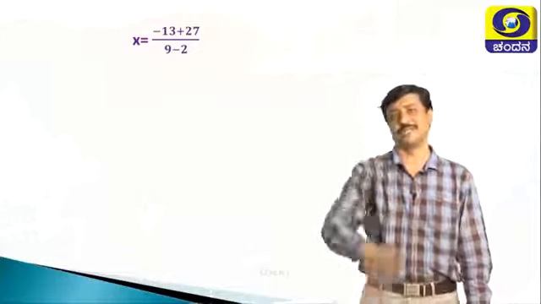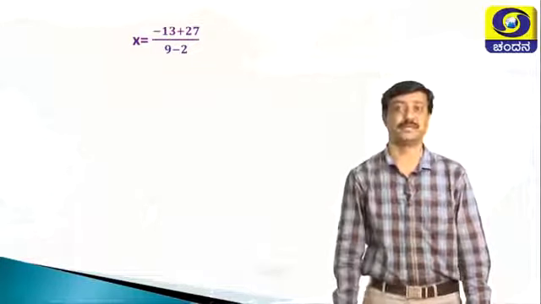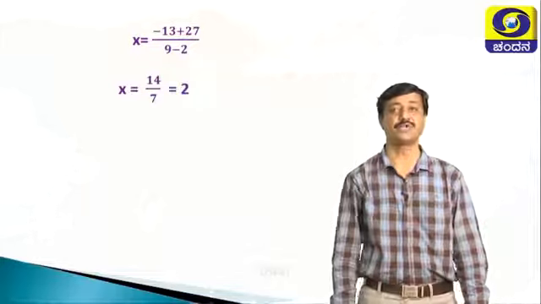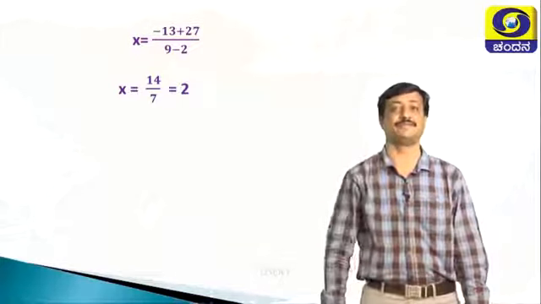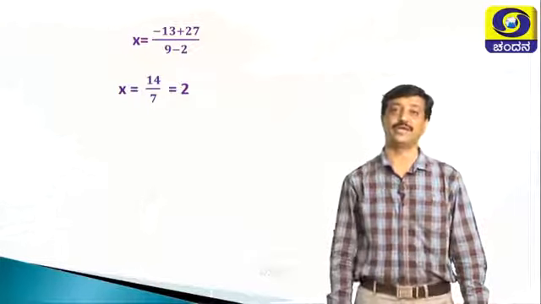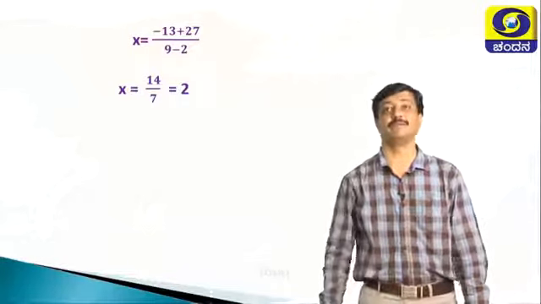Just look at the numerator: one is negative, another is positive, so you go for subtraction. Minus 13 plus 27 gives 14, 9 minus 2 gives 7. After division, you will get the value x is equal to 2. In this way, you can get the value of x as 2 by the cross multiplication method.